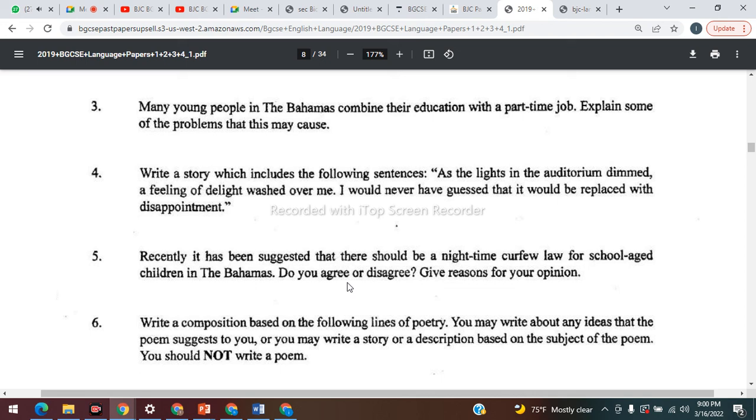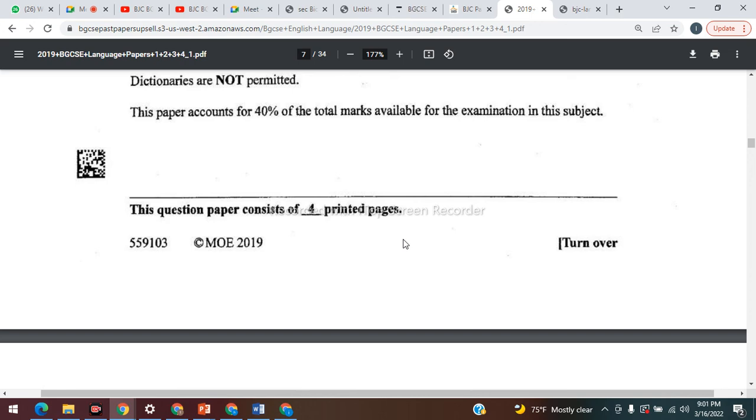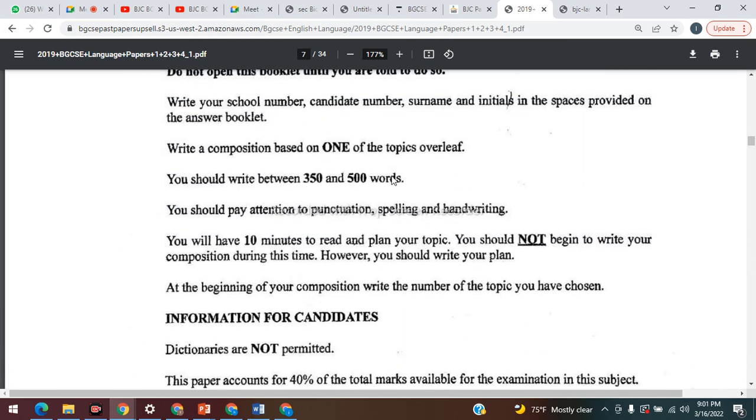Okay, recently it has been suggested that there should be a nighttime curfew law for school-aged children in the Bahamas. Do you agree or disagree? Give reasons for your opinion. BGCSE people, this is your question. Also, make your plan, please. Your word limit is how much? 350 to 500 words.